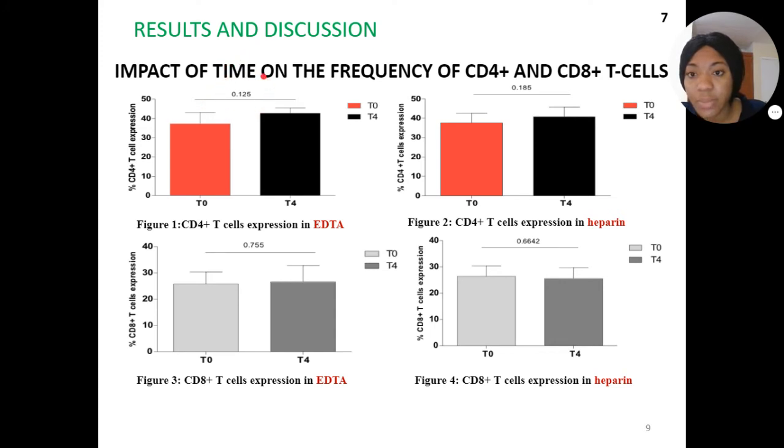this wasn't significant. 0.755 wasn't significant as well. 0.185 wasn't significant, and we could conclude, since there was no significant change in the frequency of the CD4 and CD8 T cells after 4 hours time lapse, that there's no impact. Time has no impact on the frequency of CD4 and CD8 T cells. And when I say time, I mean the 4 hours interval we used.